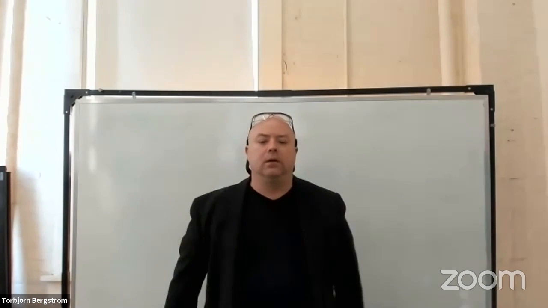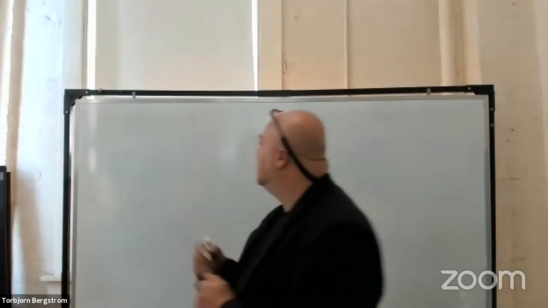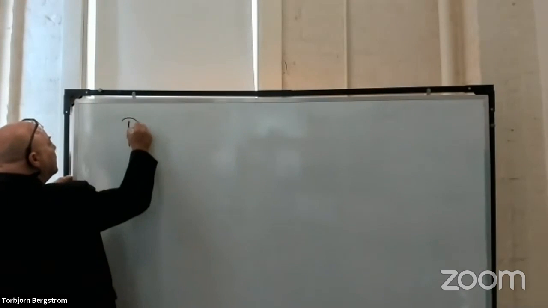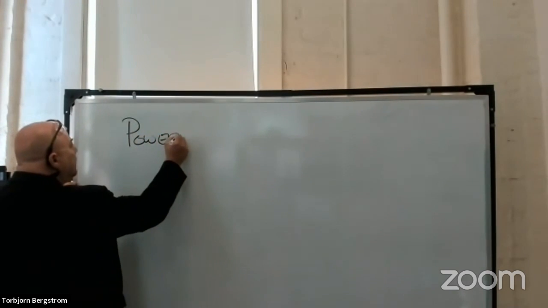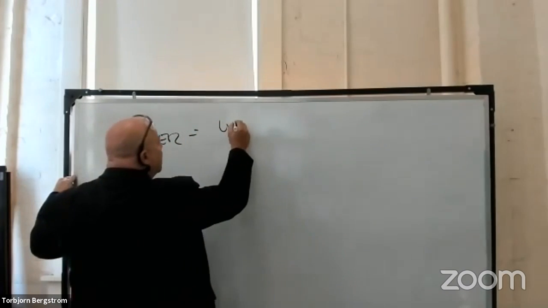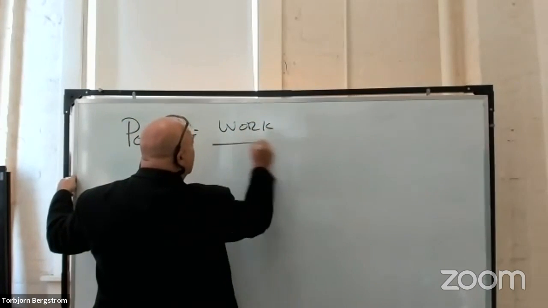Now let's take a step back a little bit. What is power? As an engineer, we should know the units of the things we're talking about. If you can't tell me what power is, can you tell me what the units for power are? Somebody shout out, what is power? It's work over an elapsed time. So power is work over time.